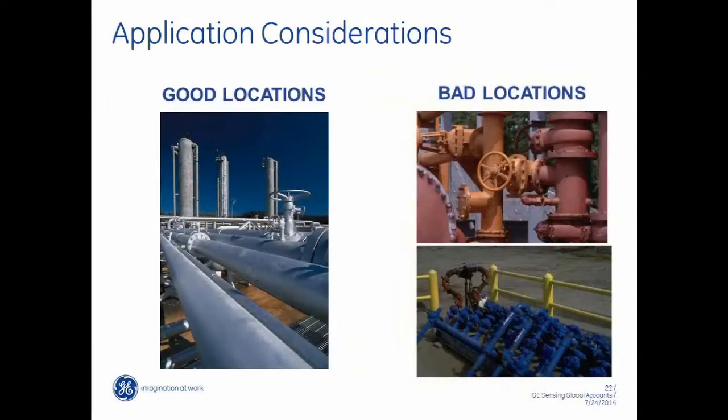Okay. Other considerations, and just a couple pictures of good locations and bad locations. Obviously, the one on the left, nice long runs, lots of pipe to work with. Those are great locations for us, or for really many meter types. Bad locations, shown on the right, lots of valves, bends, flanges, what have you. It's all there. Very difficult to put a flow meter in it, and although you can usually get a measurement, it's hard to quantify what the accuracy of that measurement is going to be.